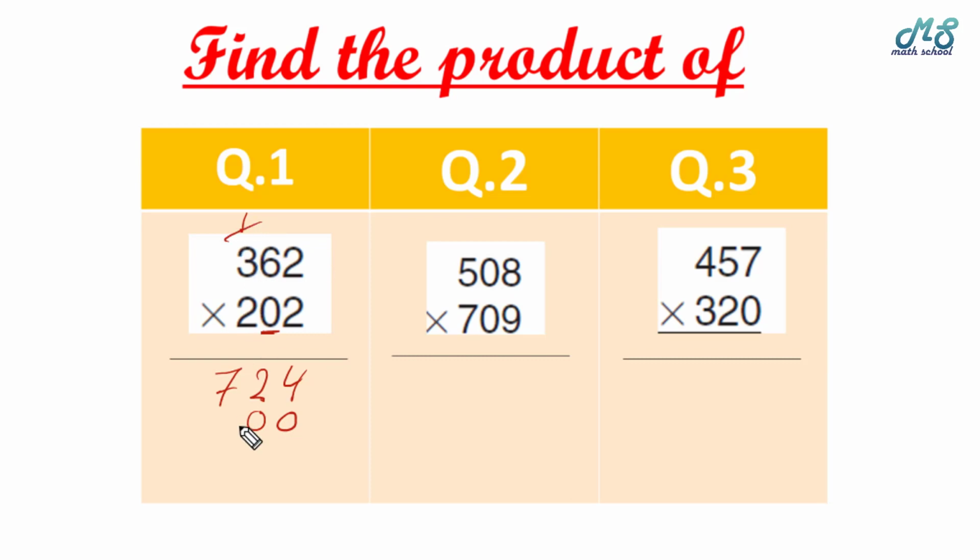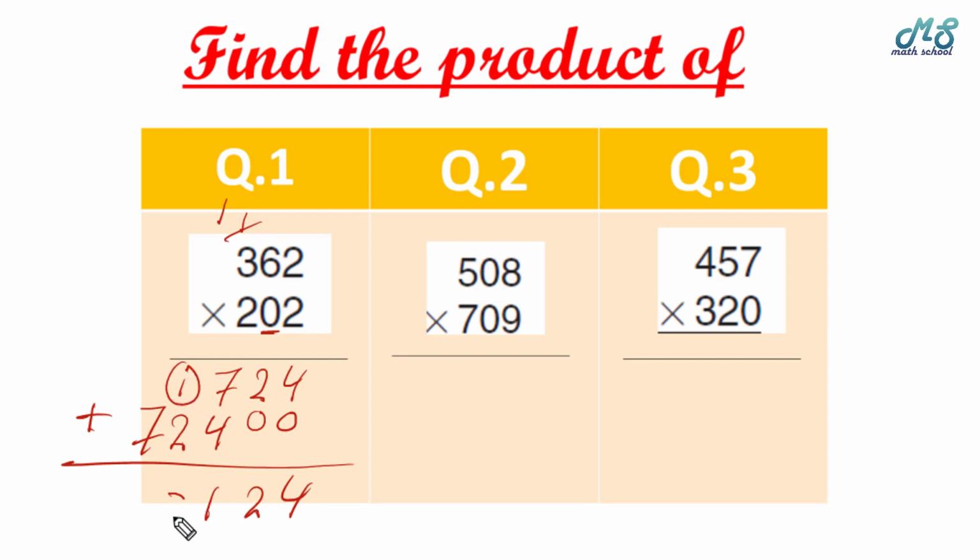Now 2 times 2 equals 4. 2 times 6 equals 12. Write 2 and carry 1 over. 2 times 3 equals 6 plus 1 equals 7. It will be the same, guys. Now just add 4. 7 plus 4 equals 11. Write 1 and carry 1 over 2. It will be 3. And bring down 7. Now the product is 73,124. Next, 508 times 709.